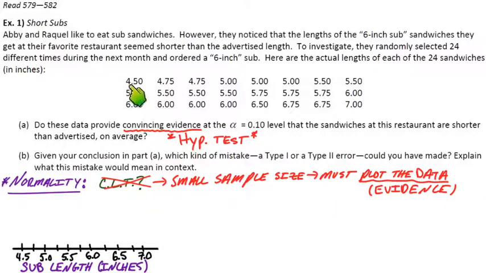So then we can actually just go down the line here, right? We've got 4.5, a couple 4.75s, a few 5.0s, 6 5.5s, so on and so forth until you get all 24 dots on there. The biggest one is 7.00.